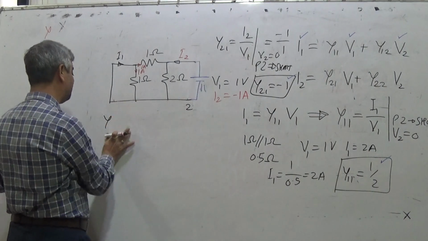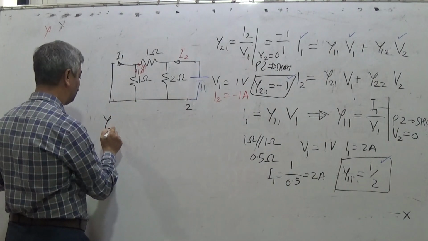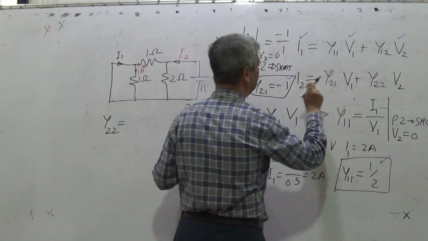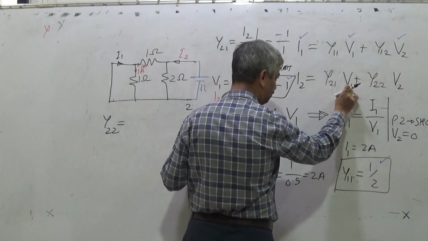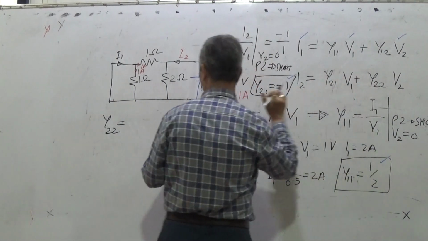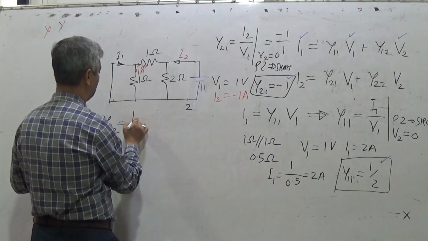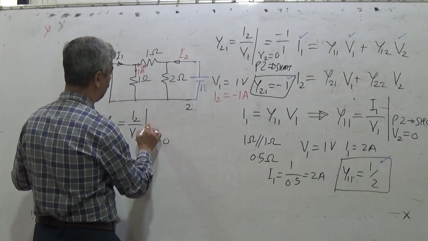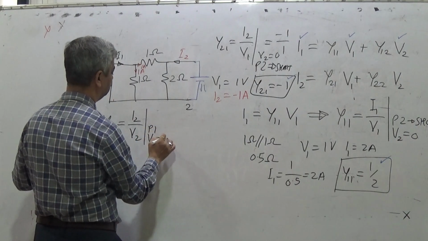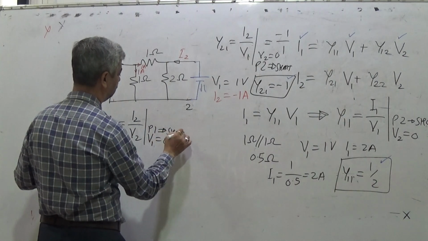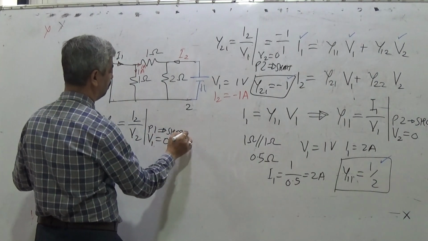We first use the simple one, to find y22. What is y22? Y22 is equal to I2 upon V2, provided that V1 is 0, or port 1 is short.